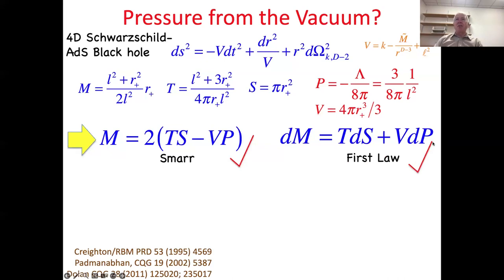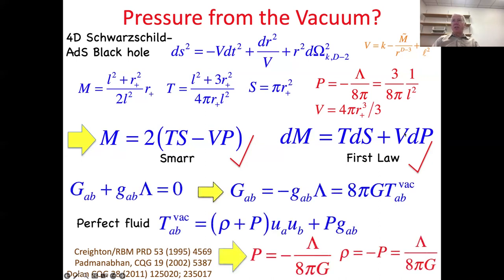There now is a pressure-volume term, and you can show straightforwardly by taking differentials of these quantities here and here and equating them, then you satisfy this relation. This blue V is this red V. It's not that V. I should have realized the notational confusion.